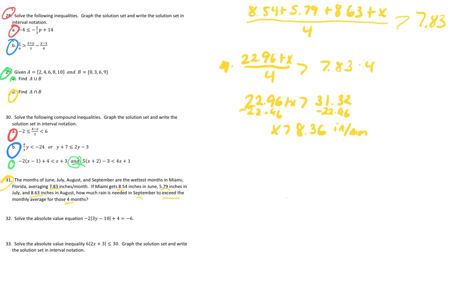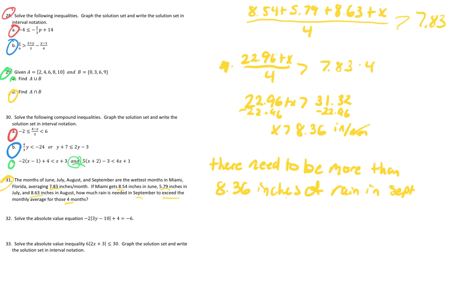inches per month. And since we were given the problem in a sentence, we need to answer in a sentence. So there needs to be more than 8.36 inches of rain in September to exceed the monthly average.